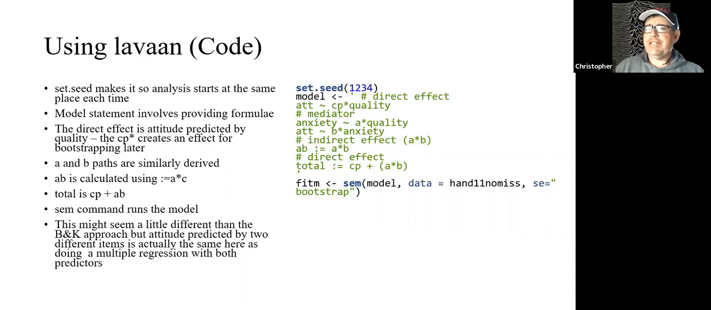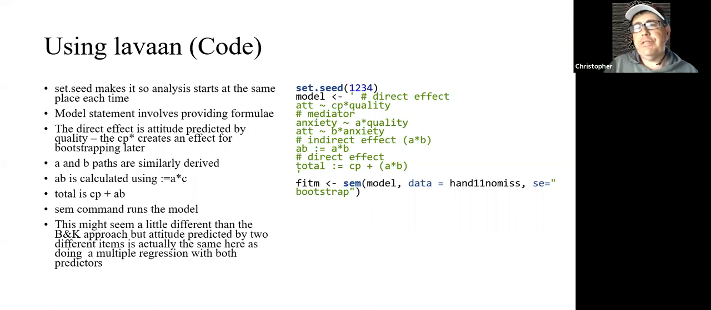Now you might think, well, it's just attitude being predicted by quality. Within Lavaan, you can add predictors as we go. So when it sees attitude also predicted by anxiety, that means it's actually going to be predicting attitude from both quality and anxiety in the same model, and that's why this would be the direct effect. I have below the stuff dealing with the mediator. We're going to have to predict the mediator anxiety from quality, and I've labeled that with an A.